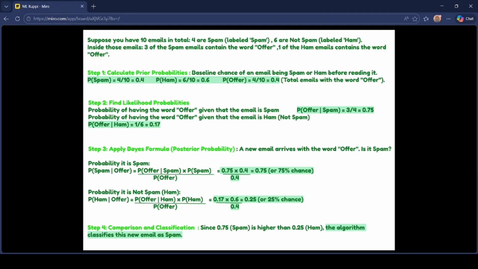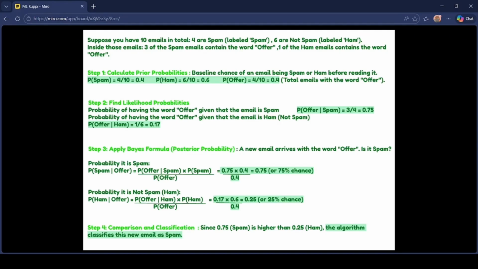Now this is a very detailed example that we are going to look at. We will be taking a basic example of classifying emails into spam or non-spam. Here we are going to take a total of 10 emails, where 4 are spam and 6 are not spam. This is our training data set. The spam label is given as spam, and not spam is labeled as ham. It's just a label, it doesn't have meaning, but the label definition is not spam. So 6 of them are not spam. And inside the 10 emails, we are considering the word offer. This is a feature in our data set.